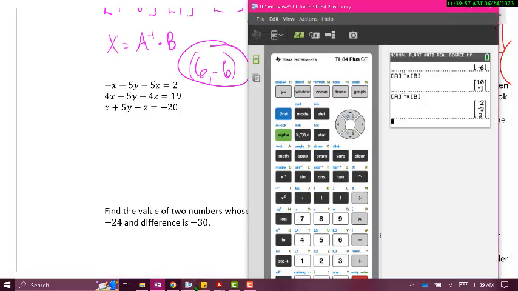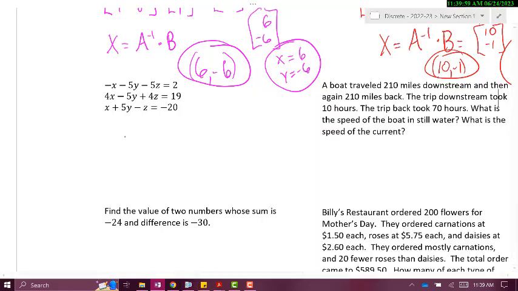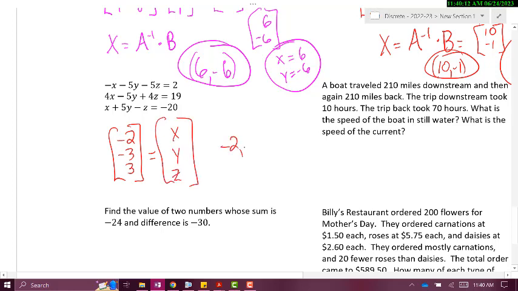Again, I did not write it down. Negative 2, negative 3, 3, that's x, y, and z. So we can do an ordered triple, or just write x equals -2, y equals -3, and z equals 3.